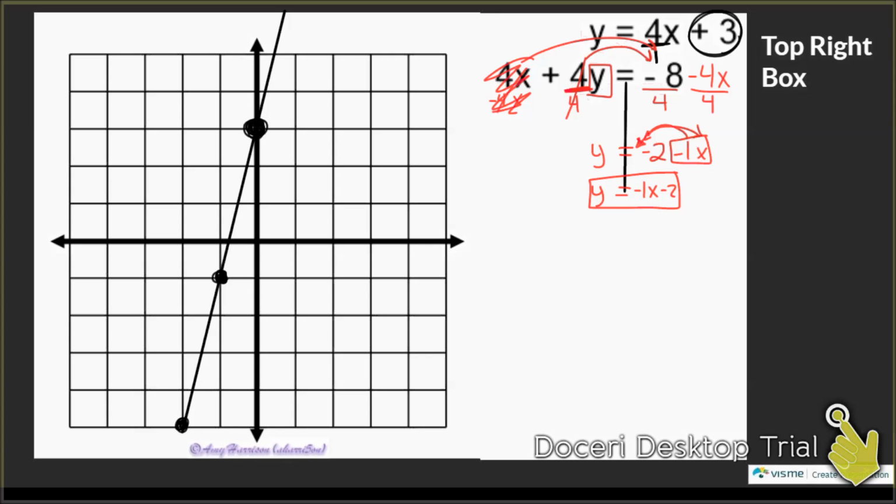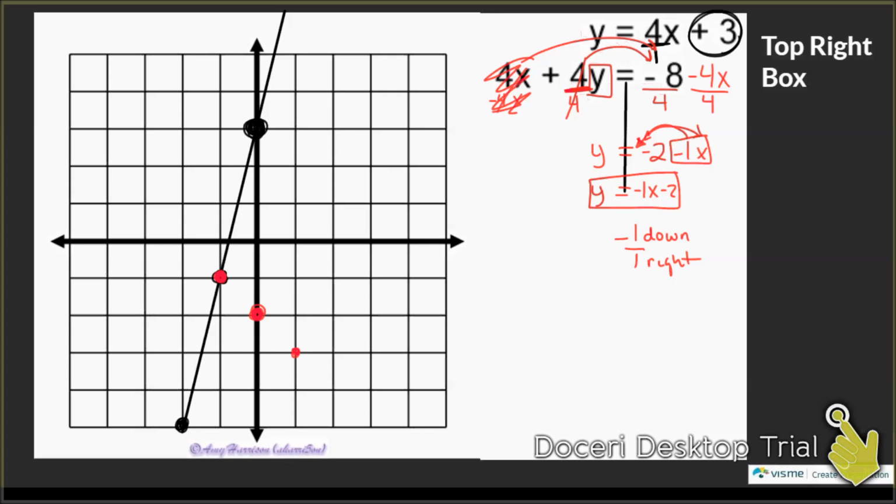So again, the negative 2 tells us where we're starting at. So here's negative 2. If my slope is negative 1, that's really negative 1 over 1. Remember, the negative sign only applies to the numerator in the top. So this is down and to the right. So I'm moving down 1, right 1. And then I want to come back to my original point and do the opposite. So the opposite of down is up, and the opposite of right is left, and I have my next point.